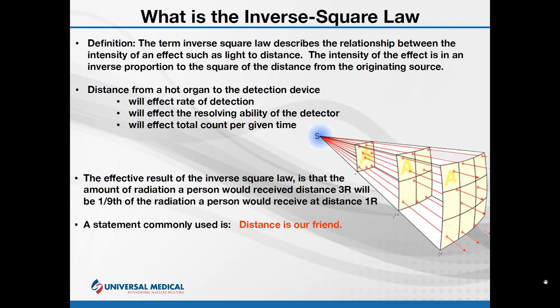Another important concept we need to understand when we're dealing with radiation is the concept of inverse square law. It's actually a law. The inverse square law describes the relationship between the intensity of an effect and distance. The inverse square law states that the intensity of an effect is inversely proportional to the square of the distance from the originating source. Lots of big, long, nasty words. The easy way to say this, and remember this, is if you double your distance, it's 1/4 the radiation exposure. So double the distance, 1/4 of the radiation.